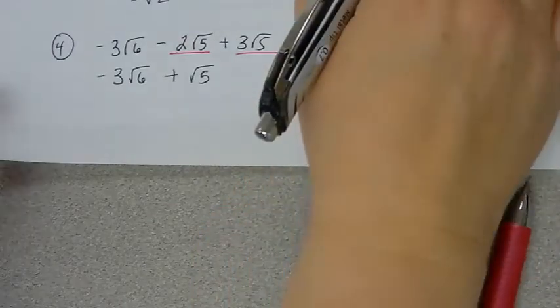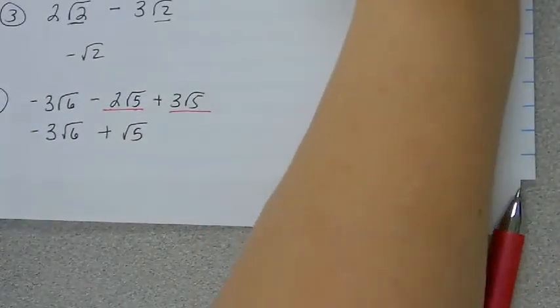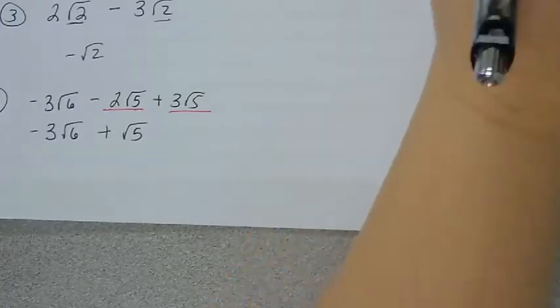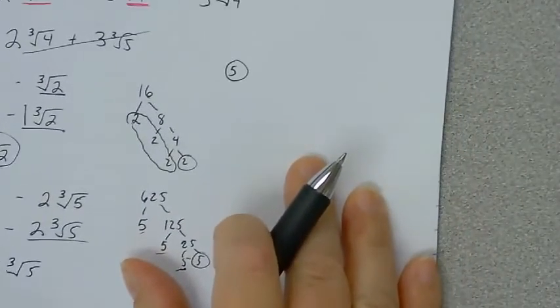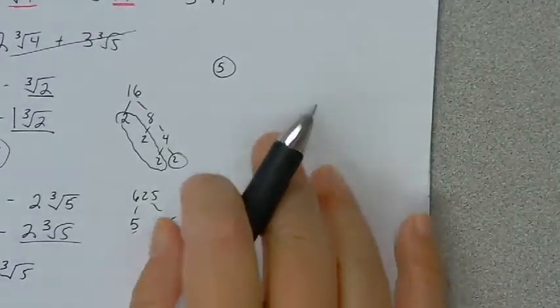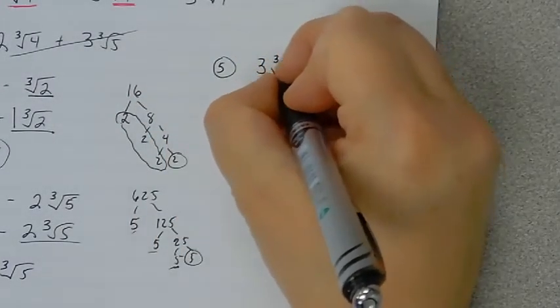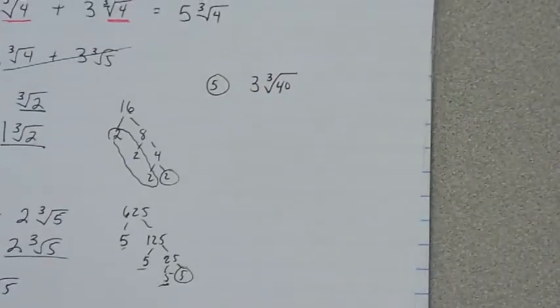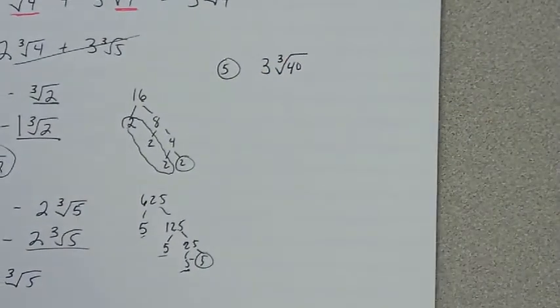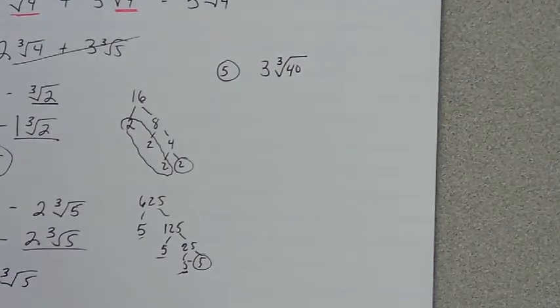Okay, let's do the next one. Number 5. I only have 2 more. Number 5 is this. 3 cube root of 40. Now I'm going to get a different piece of paper here to make sure I have room.